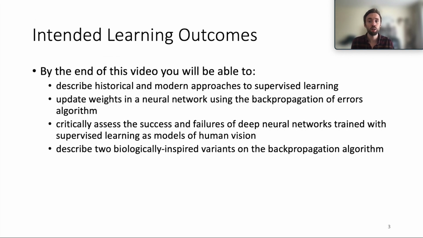So the intended learning outcomes of this video are the following. At the end, you should be able to describe historical and modern approaches to supervised learning, to update the weights in a neural network using the backpropagation of errors algorithm, to critically assess the successes and failures or challenges of deep neural networks trained with supervised learning as models of human vision, and to be able to describe two biologically inspired variants of the backpropagation algorithm.